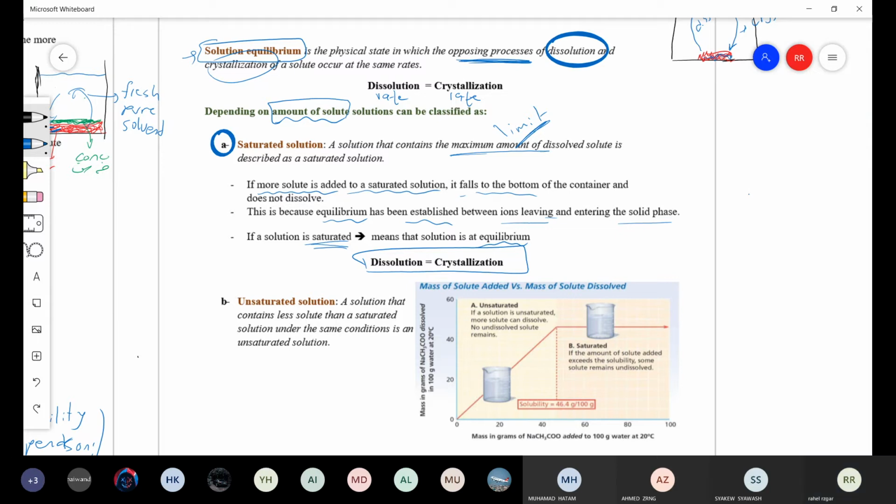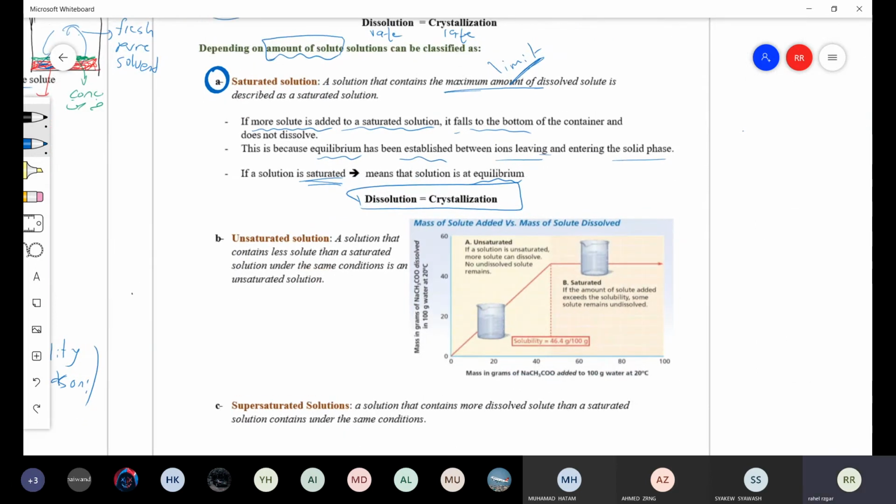What if the amount of solute still hasn't reached its maximum amount that can be dissolved? What if it's still less than the maximum? What if we can still dissolve more solute? We call it an unsaturated solution. So a solution that contains less solute than a saturated solution under the same conditions is an unsaturated solution.